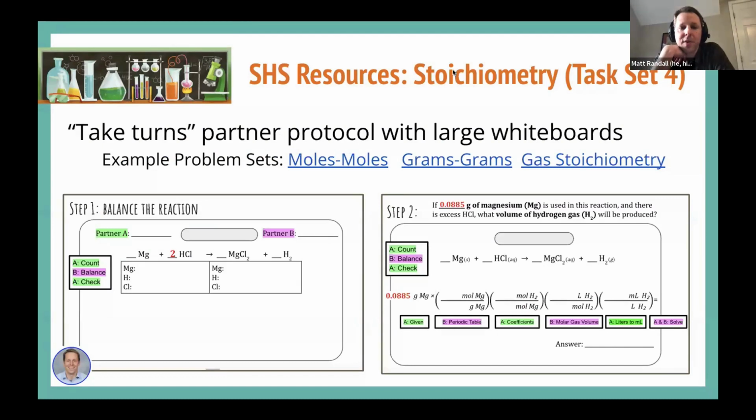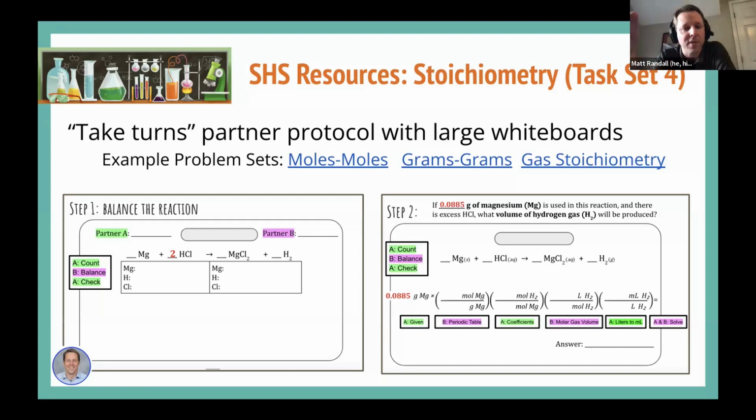And then another resource that I have here is a strategy or protocol called the take turns protocol. We use this at my school with balancing equations, with predicting products, and also here in stoichiometry. It's a really good strategy if you have multi-step problems or tasks, not something simple, but something where there's a lot of figuring out.